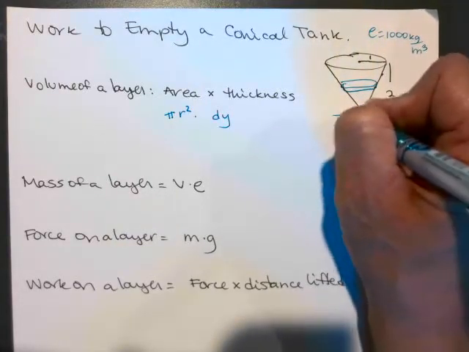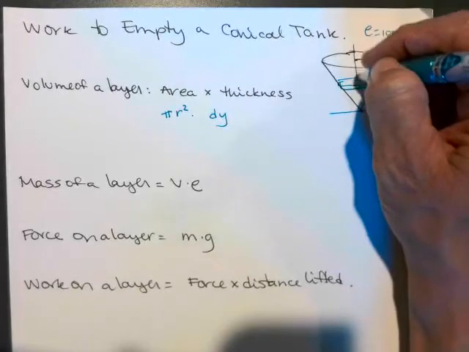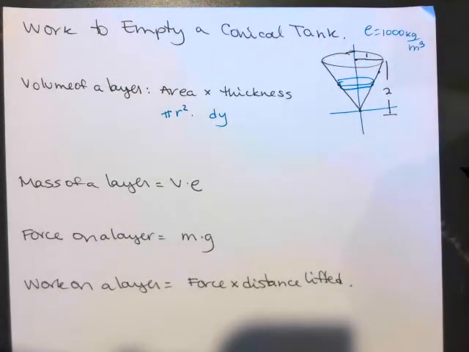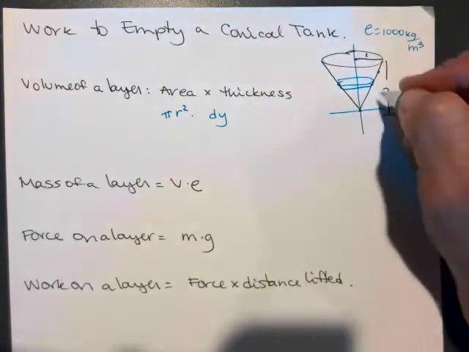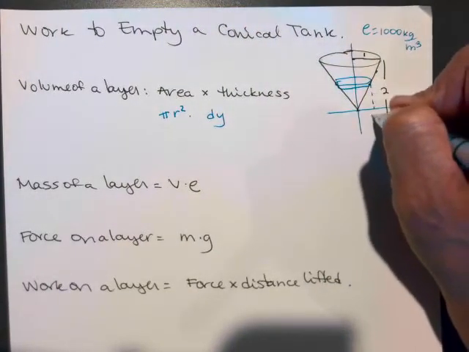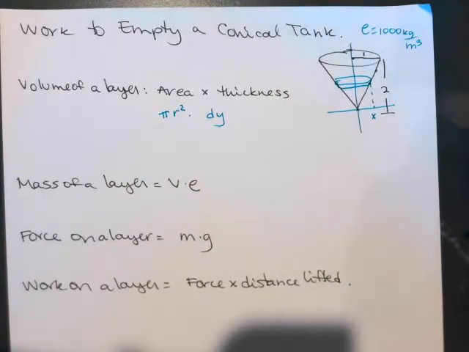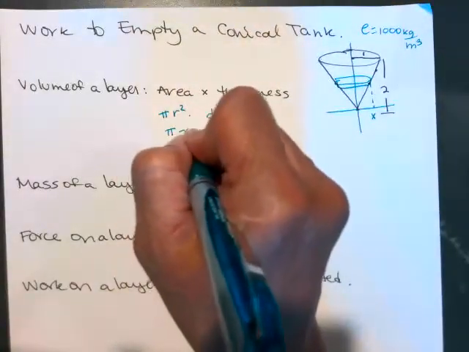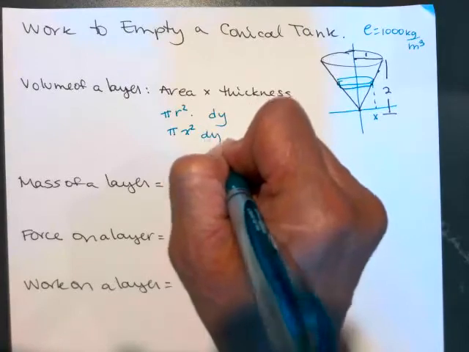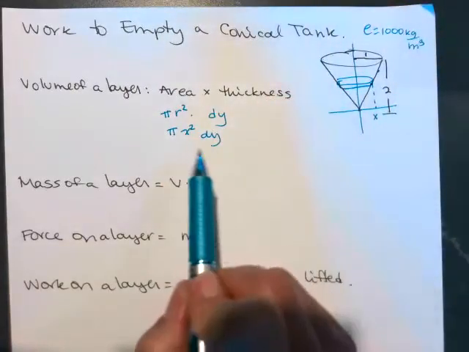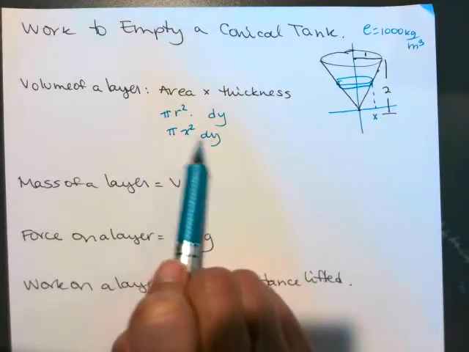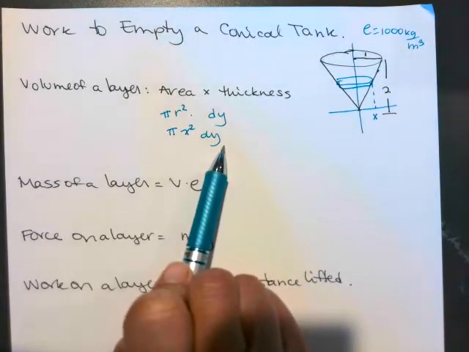So I'm going to go ahead and pop in some axes, and I'm going to put the origin at the vertex of our cone. So the r value is actually the same as the x value. So I have pi x squared dy, and right away you notice the trouble. I have an x squared, but I'm integrating with respect to y. So I need that relationship between x and y.